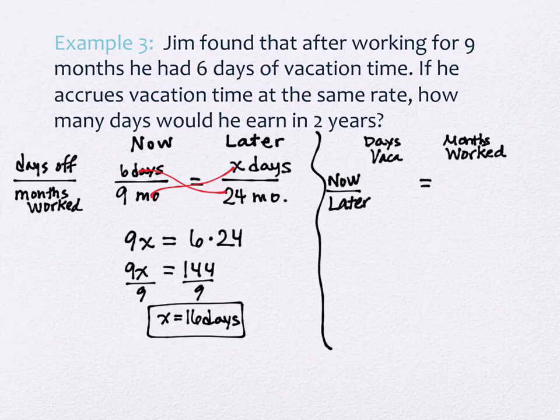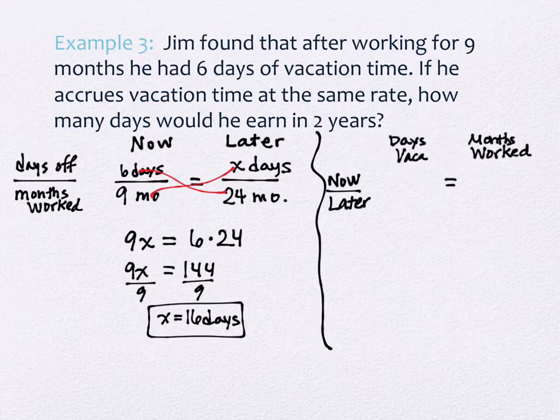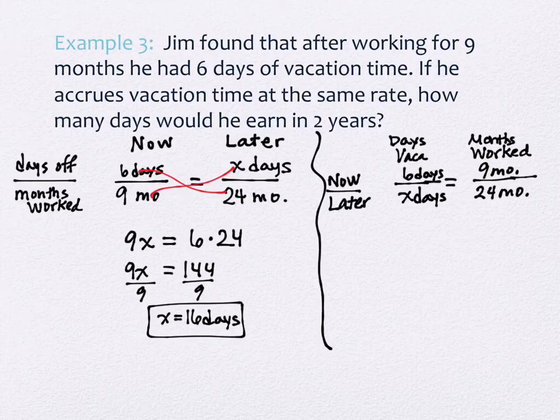And I want to show you what happens when we set this up so that you can see why it works just as well. How many days of vacay does he have now? It's not 6. Was it 6? 6 days. How many will he have later? Well, if we hadn't solved the problem, we don't know, so that would be the X days down here. His months worked was 9 months, and the months he will work is 24 months. Okay, is that all right?